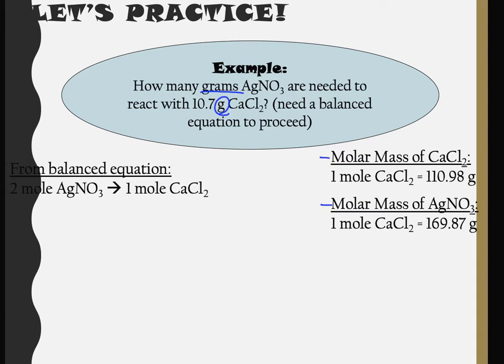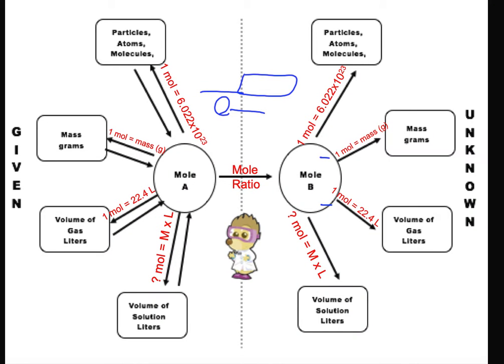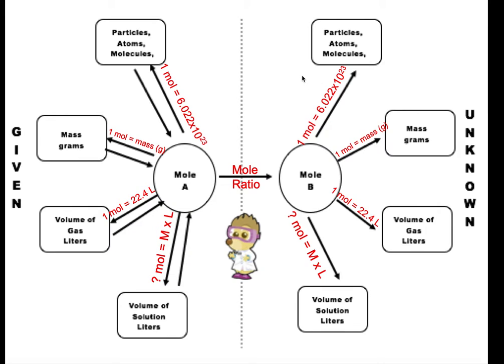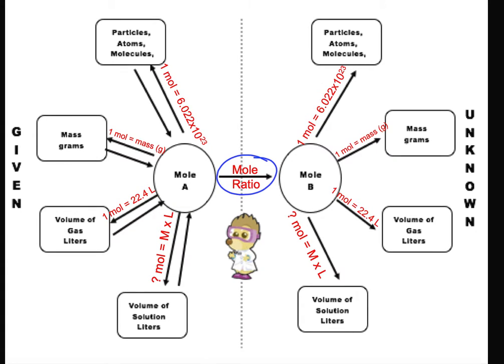So the fact that I'm starting with grams, I know I'm going to need the molar mass of calcium chloride, and because I want grams of silver nitrate, I know I'm going to need the molar mass of silver nitrate. Now the other thing I notice is that it's calcium chloride and it's silver nitrate. It's two different compounds. I'm starting at one compound and I'm going to the other. So this is what lets me know that I need this part here in the middle. Or I'm sorry, not the molar mass, the mole ratio from the balanced equation. So I know I'm going to need that as well.